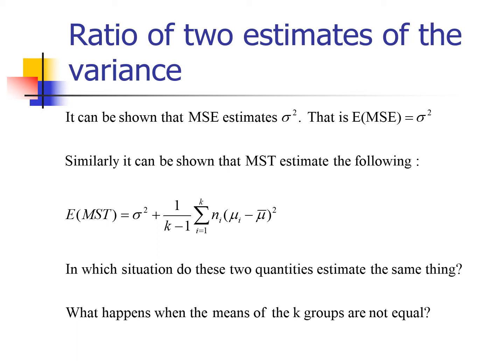N sub I is the number of subjects in the ith group. So for our fever blister example, N sub I is 6. Mu sub I is the mean of group I, so the mean time for the blisters to heal for group I. And mu bar is like the overall mean, the mean of the means.